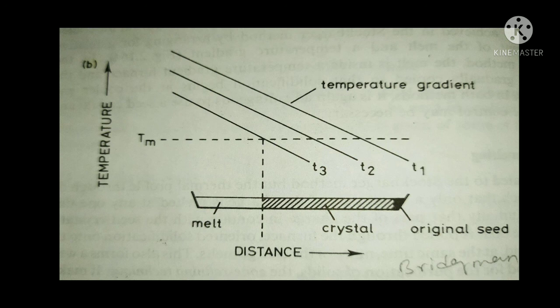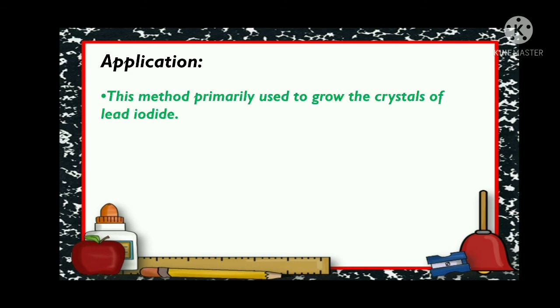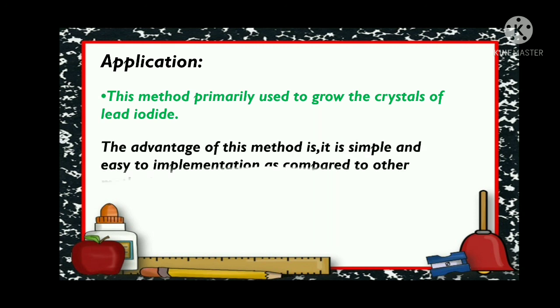Let's study some of the application, advantages and disadvantages of this Bridgman method. The application of this Bridgman method is that this method is primarily used to grow crystals of lead iodide. Now the advantage of this method is that it is very simple and easy to implement as compared to the other two methods, because the apparatus used in this method is very simple. That's why this method is generally used to grow crystals.